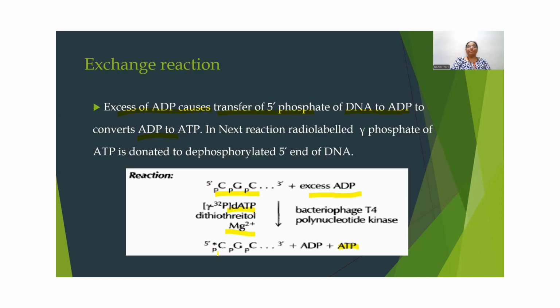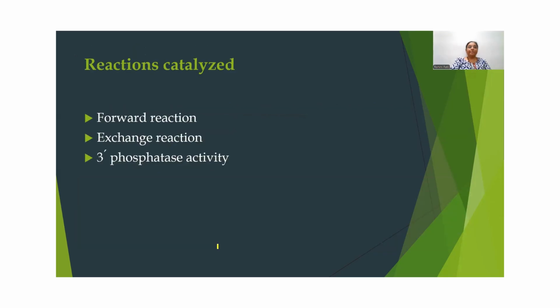This reaction is called an exchange reaction, and most of the time this exchange reaction is used for the radiolabeling of DNA with the help of the phosphate. That's why here it has been written the gamma position phosphate, which is P32, a P32 label. Here the star has been denoted. Why? Because it is radiolabeled now. In this way there are the reactions which are carried out by the polynucleotide kinase: a forward reaction, an exchange reaction, or a 3' phosphatase activity.